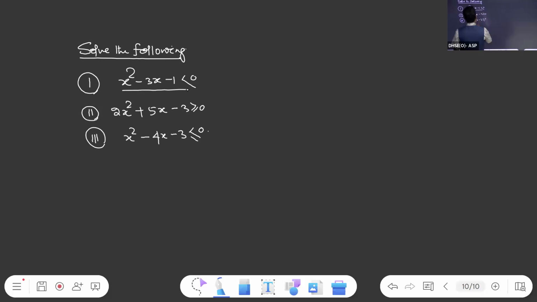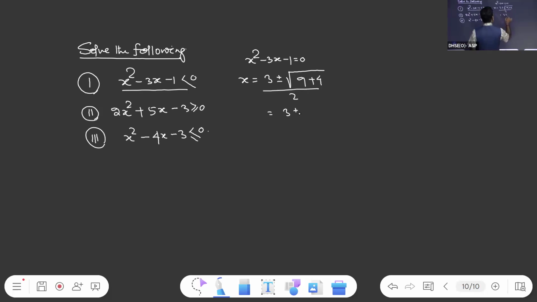x square minus 3x minus 1 less than 0, right? So now solve x square minus 3x minus 1 is equal to 0. ax square plus bx plus c equal to 0 implies x is equal to minus b plus or minus under root b square minus 4ac by 2a. So x is equal to minus b, that is 3, plus or minus b square is 9, 4ac is 4, divided by 2a is 2. This is equal to 3 plus or minus root 13 by 2.